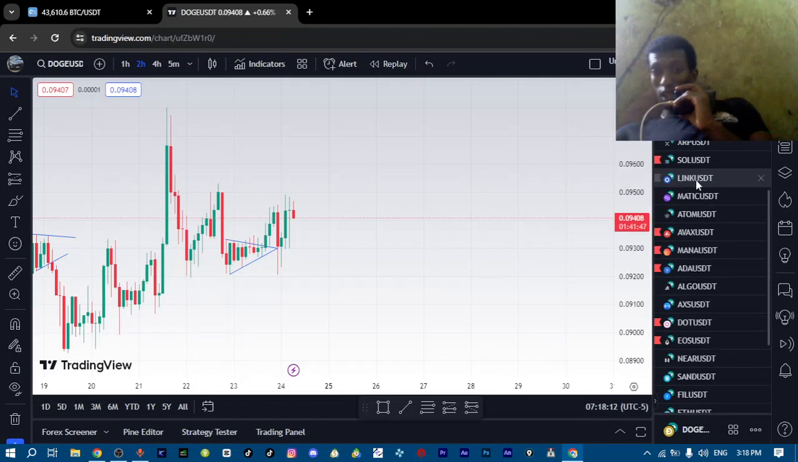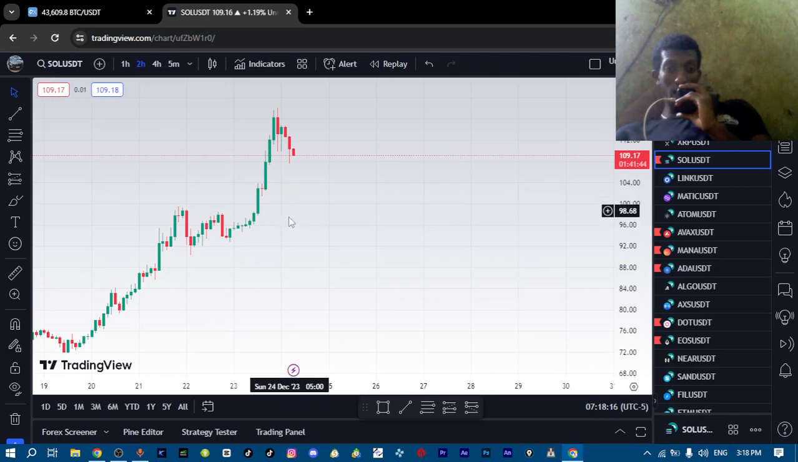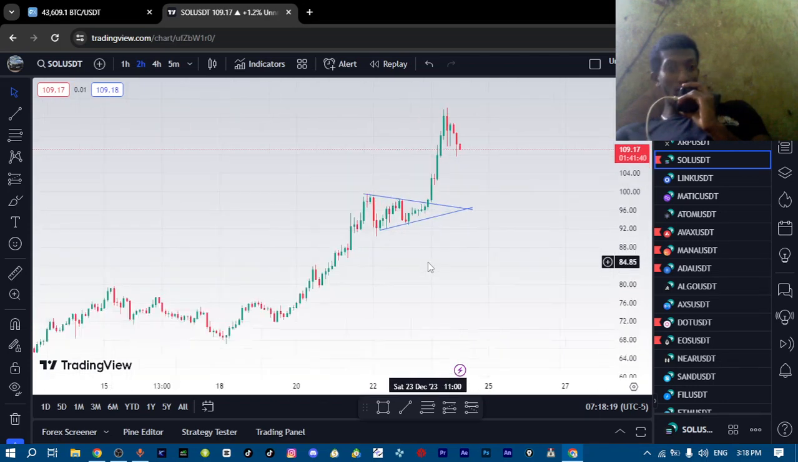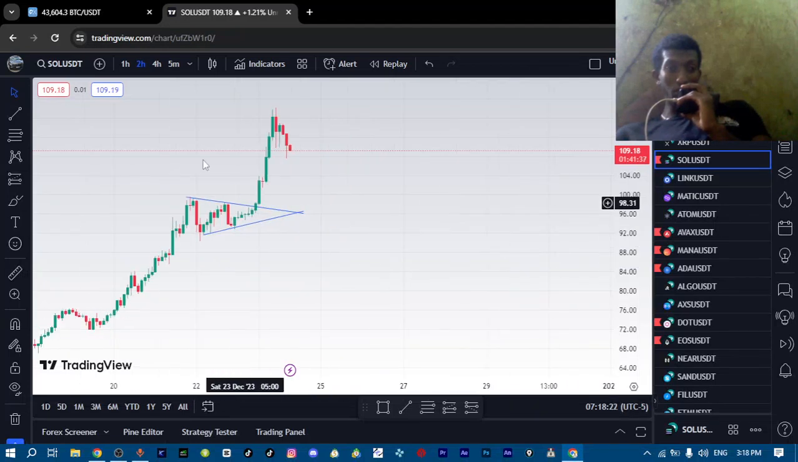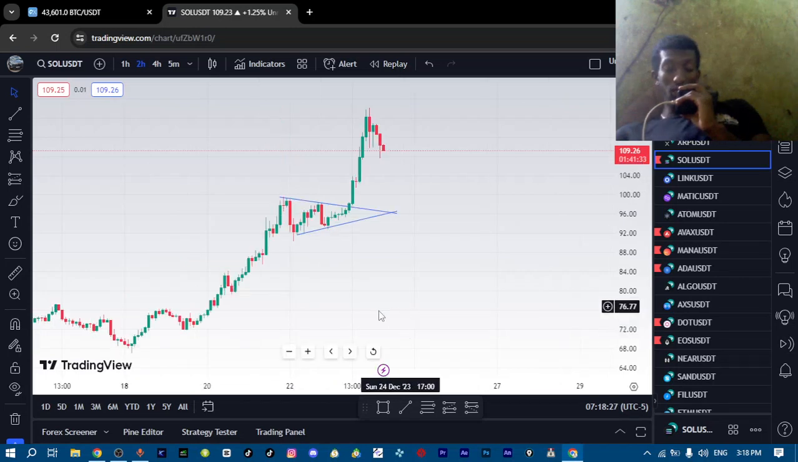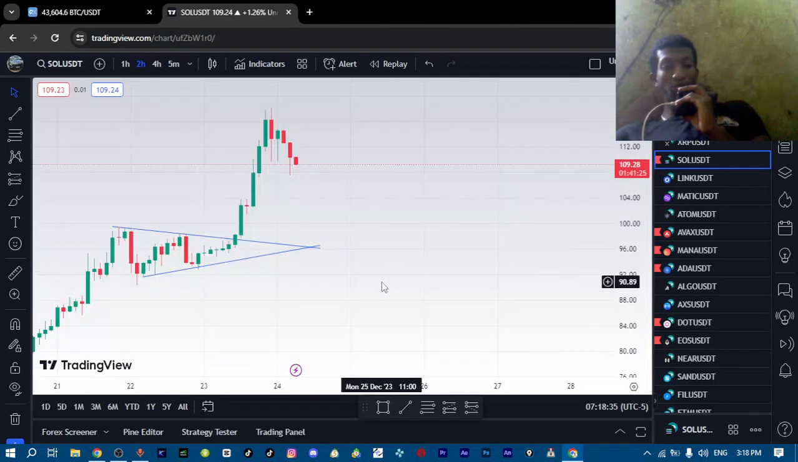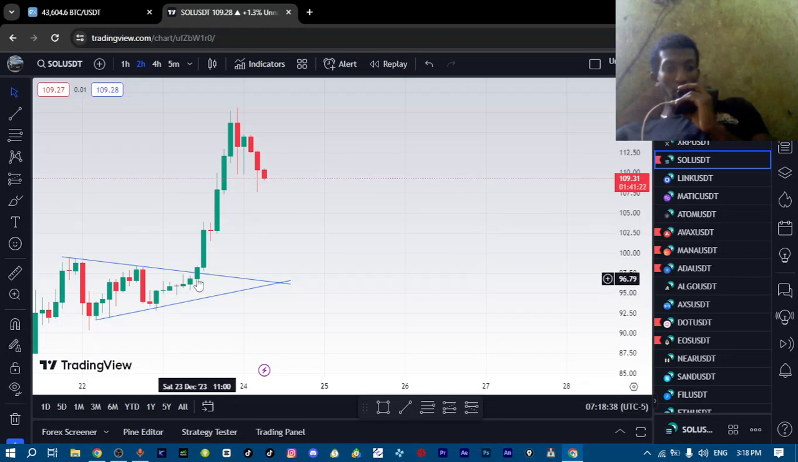Let us see the other ones that I have placed. This was really beautiful. This was really amazing. This Solana USDT was great. As you can see, there were two touches, 1 and 2. We have two touches on the lower end too, and finally the market broke. Okay, it will not get any simpler than this. Believe me, it will not.